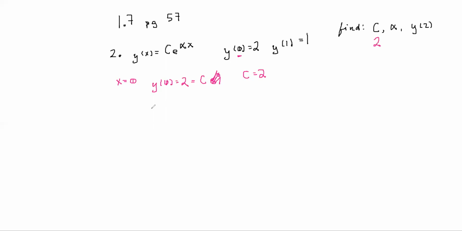Next, we're going to try to track down what alpha is. y of 1 is going to be equal to 1. And so that is going to be equal to c e to the alpha x, or in this case 2 e to the alpha times 1. So what I'm looking at here is 1 is equal to 2 e to the alpha. I'm going to divide.